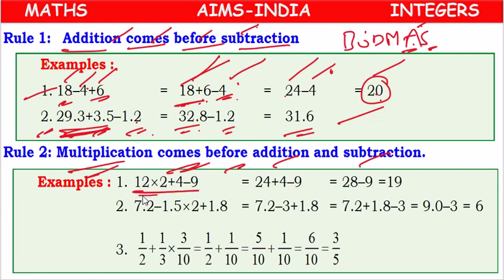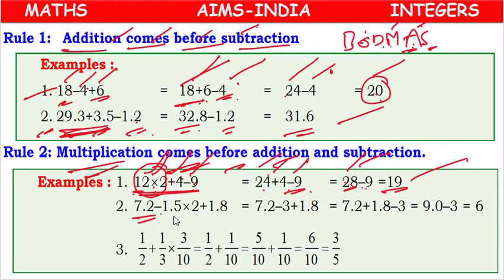Next, multiplication comes before addition and subtraction. If you have a problem like this, 12 into 2 plus 4 minus 9, what do we have to do first? Multiplication is to be done first, because in the BODMAS rule, multiplication is before addition and subtraction. So 12 into 2 is 24, plus 4 minus 9. Next addition, subtraction. Addition first: 24 plus 4, 28. Minus 9. Last subtraction. 19 is the answer.